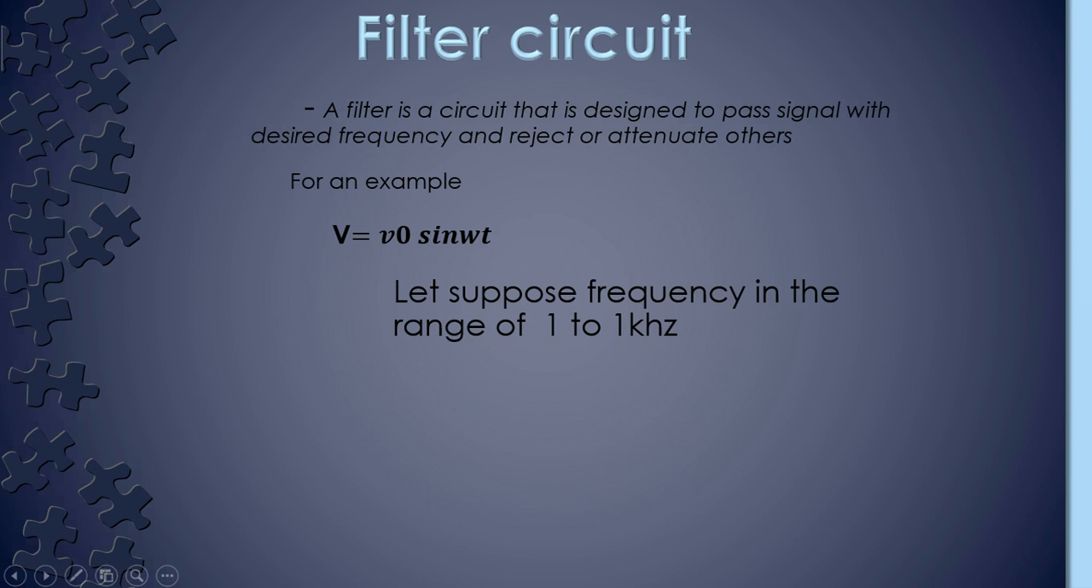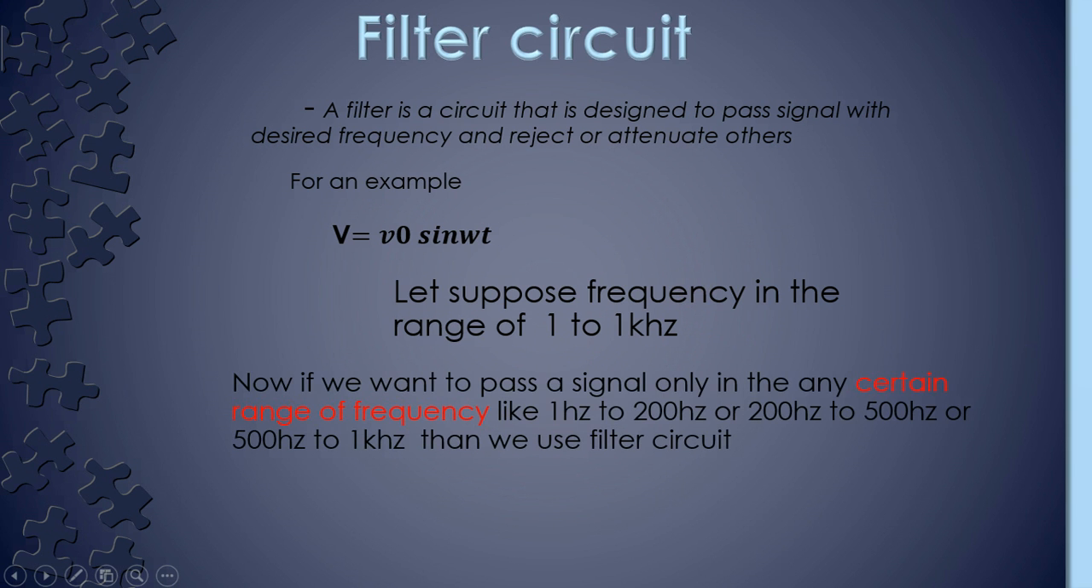Let's suppose you know the AC signal depends on frequency. Omega is equal to 2 pi f, where f is frequency. Let's suppose the frequency is in the range of 1 hertz to 1 kilohertz, meaning the frequency is varying. Now if you want to pass a signal only in a certain range of frequency, like 1 hertz to 200 hertz, or 200 hertz to 500 hertz, or 500 hertz to 1 kilohertz, then we use a filter circuit.